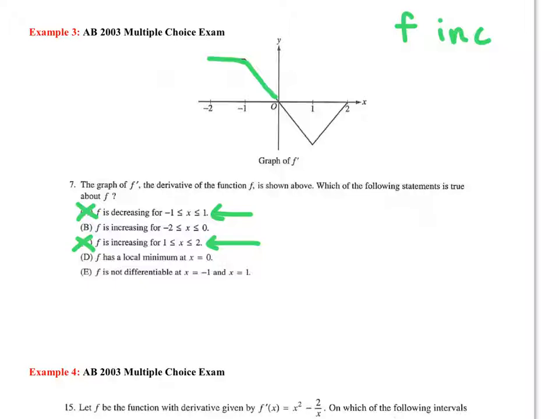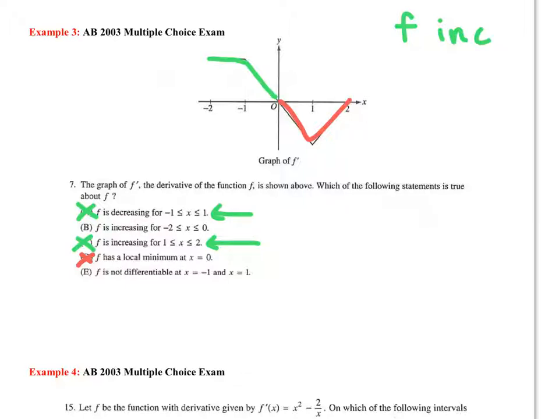f has a local minimum at x equals 0. Problem with that, right? Here the derivative is negative, therefore the function will be decreasing. So if a function is increasing and then decreasing, this would be a local max right here where x equals 0. So that would be out. That one's out. f is not differentiable at x equals -1 and x equals 1. That one's got me thinking a little bit.